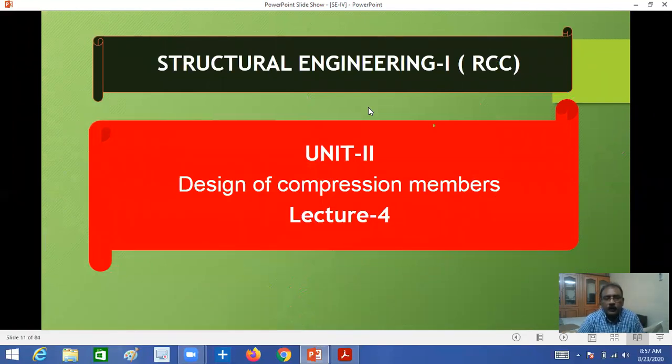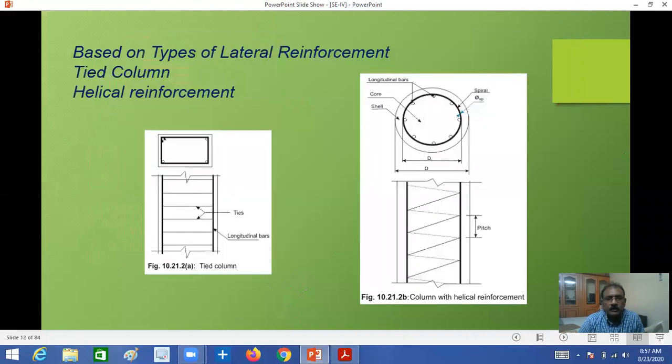In this video, I am going to explain types of compression members, columns. Based on types of lateral reinforcement, there are different types of columns: tied columns and helical reinforcement.